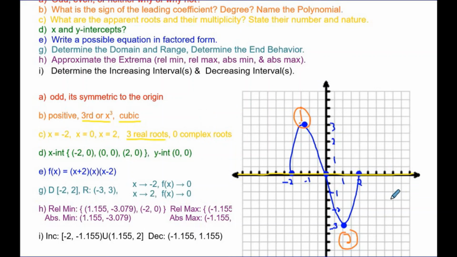If I only saw one root, if it only crossed once, let's say I had a cubic that looked like this, that's only one root. So how many would be imaginary? Well, if I only have one root that I can see and there's supposed to be 3, then there would be 2. And keep in mind that complex roots always occur in pairs.